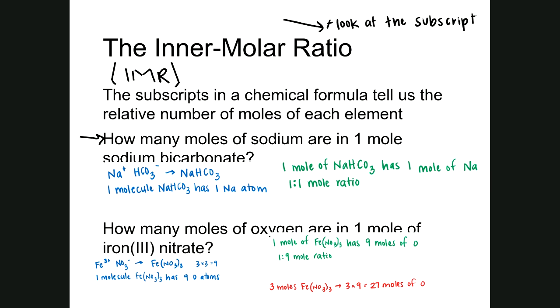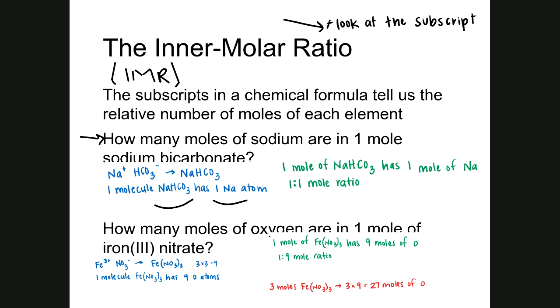HCO3 minus, we know that from our list of polyatomic ions. So when the two come together, we get NaHCO3. How we have talked about this in the past is that for every 1 molecule of the compound, we have 1 sodium atom. How do we know that we have 1 sodium atom? Because there is no explicit subscript written. If a subscript isn't written, remember that means that there is just 1 of that element.